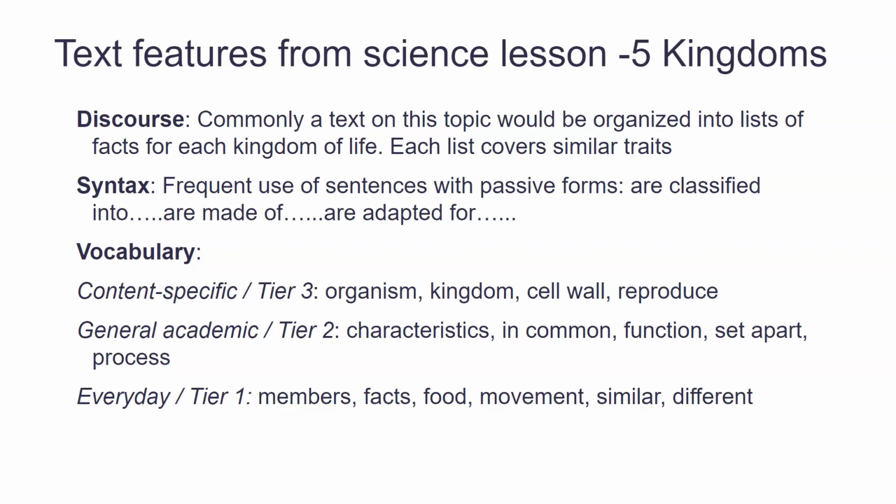Here are some features we might expect in a text that students read or listen to. This gets at their receptive knowledge, or their listening and reading. At the discourse level, we can expect charts or text that list traits for each kingdom. For example, food source, does it have cell walls, how does it reproduce? At the syntax level, we can expect frequent use of the passive form of verbs. And some likely vocabulary at each tier is listed here on the slide.